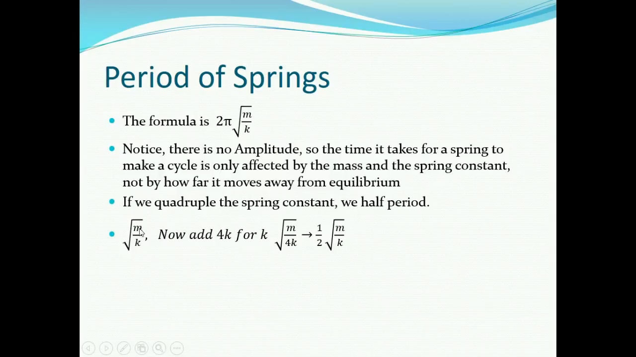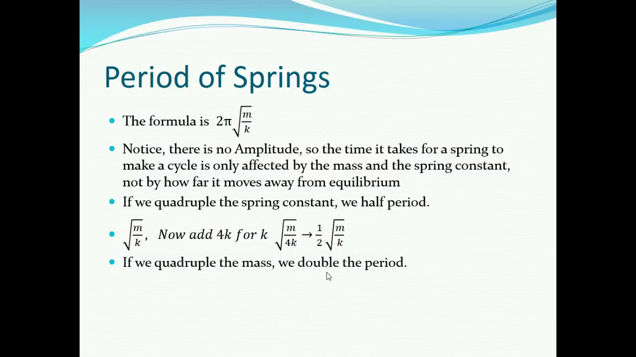So this is the square root of m over k. This is 1/2 square root of m over k. So the period was half. And that makes sense because the spring is more stiff, so it's going to pull much harder if the k is greater. So this is why the period decreased, because the spring got stiffer.